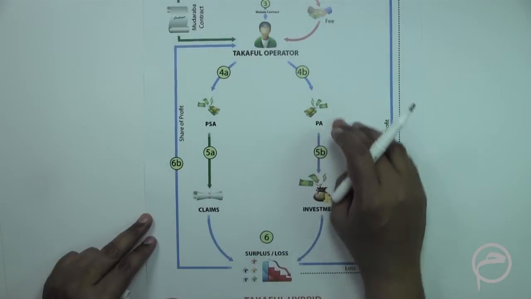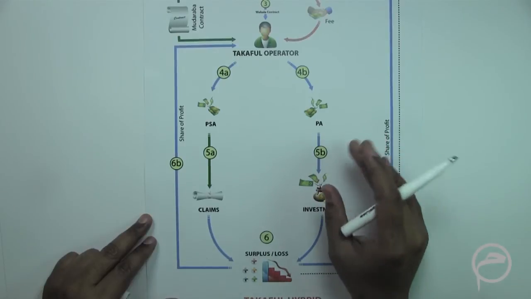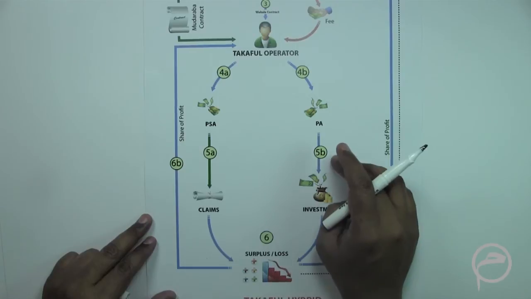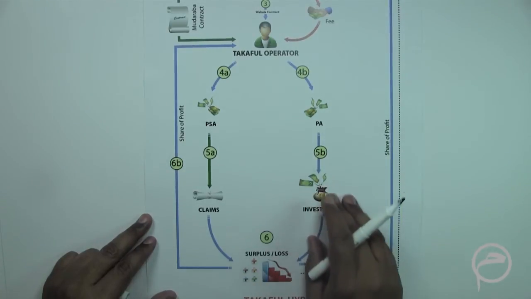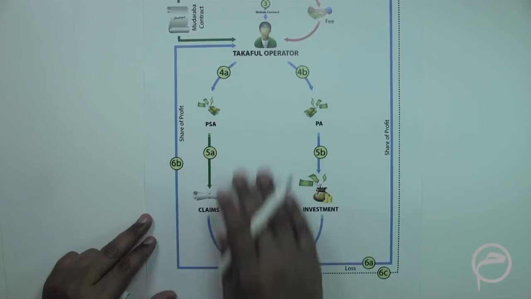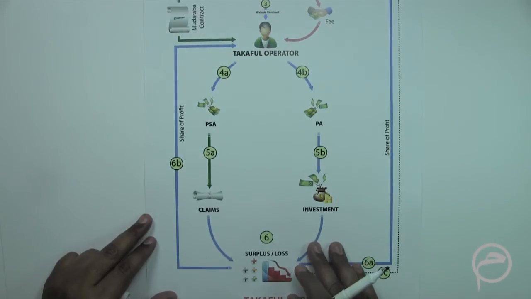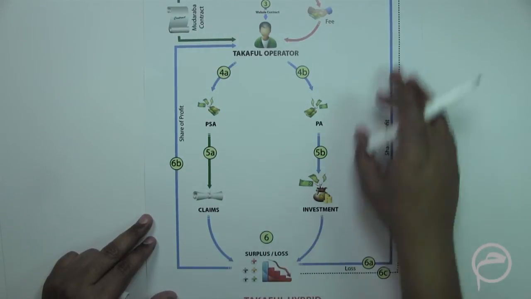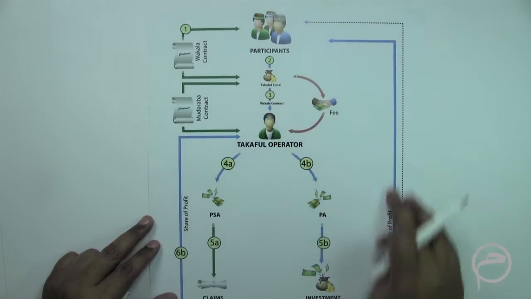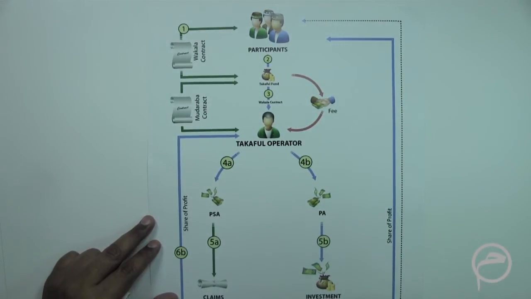Then in the case of the PA, which is the participants' account, what it creates is the net realization, that is the total investment plus the profit minus the operation expenses. So whatever remains goes again back into the surplus pool. And because here the investment part is done in the nature of mudaraba, that profit is shared with the participants. So this is in brief how a hybrid model would work.